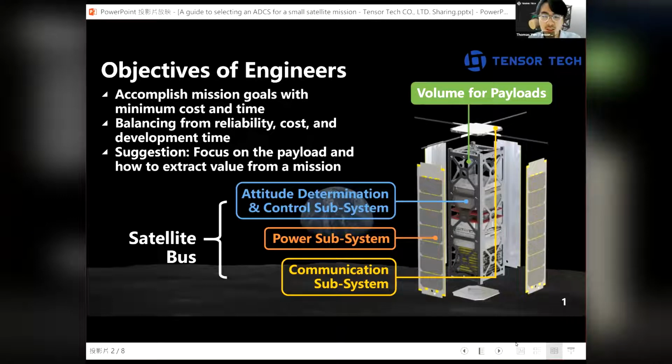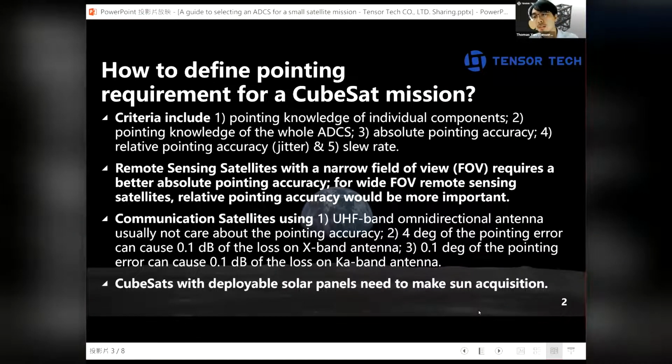So this comes to an important question that I think many people are mentioning and explaining: how to determine the pointing requirements for your mission, because this is very important to get the best use of your payload. So criteria include the pointing knowledge of your individual components, such as the star tracker, or the pointing knowledge of your whole ADCS.